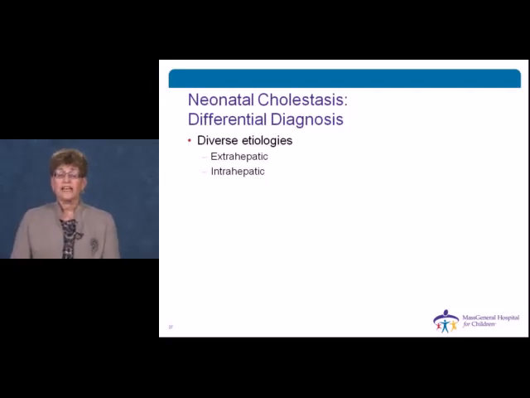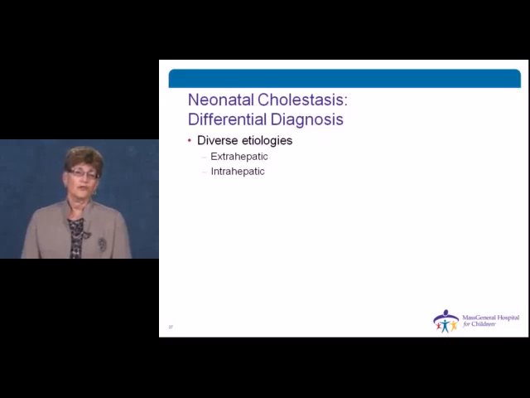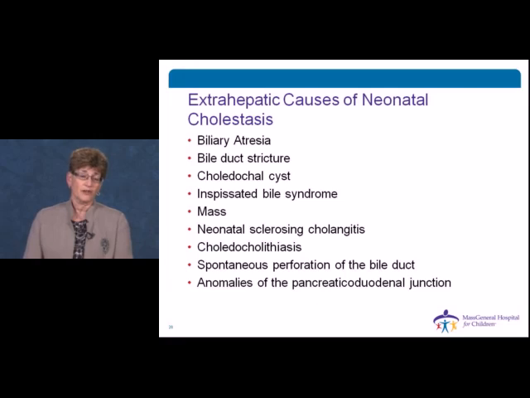So we're now going to get into some of the specific entities. The first entity we're going to talk about is to try to separate the extrahepatic causes of neonatal cholestasis from the intrahepatic causes. Because the extrahepatic, which are associated with anatomic obstruction to bile flow, are generally treatable in some way and should be treated early on.